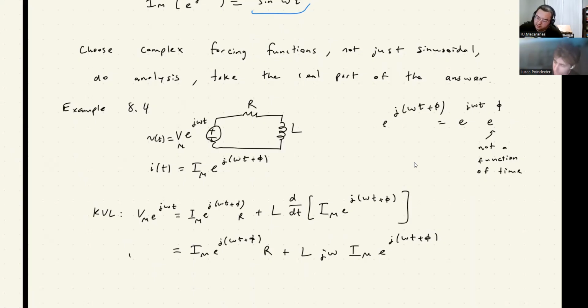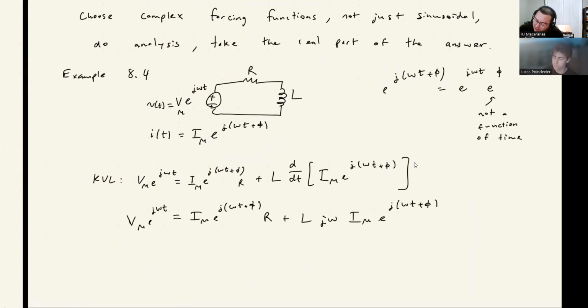All right. So there is our KVL around this loop. I can realize that these e to the j omega t terms can be canceled out. So I'm left with Vm is given by Im e to the j phi times R plus j omega L Im e to the j phi.